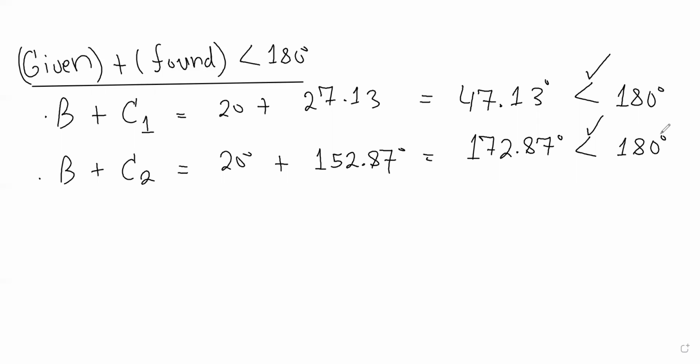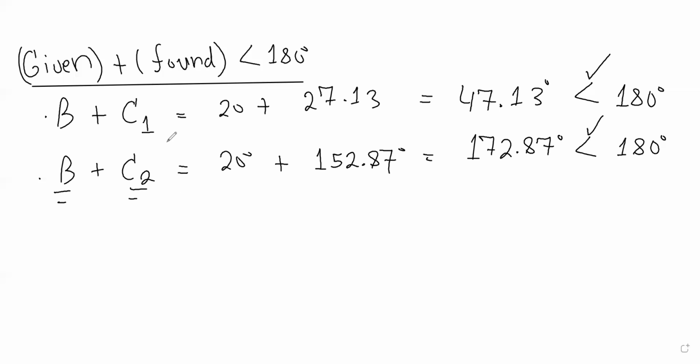Now, for example, if the sum of B and C2 exceeded 180 degrees, then we know it must be the case that C2 cannot represent an angle inside a triangle, because once we added A, B, and C, it would definitely exceed 180 if just B and C alone exceed 180. So that's why we still look at 180 degrees, even though we're summing just two angles.